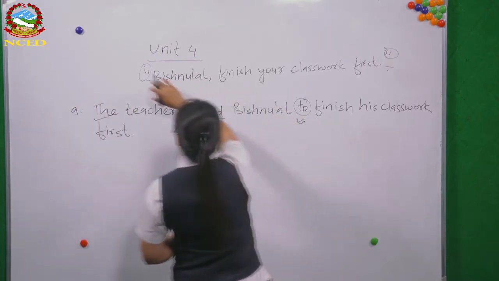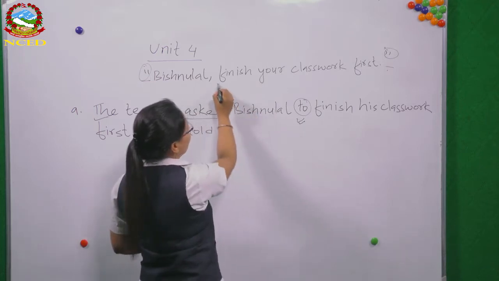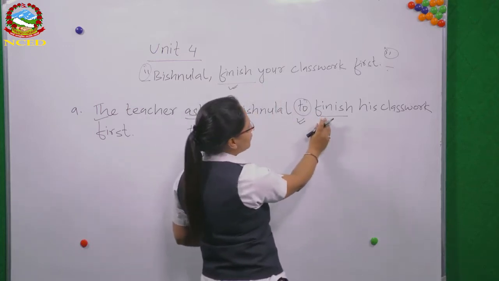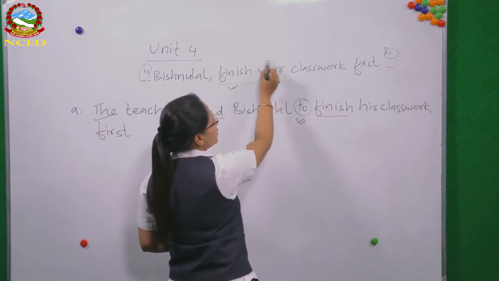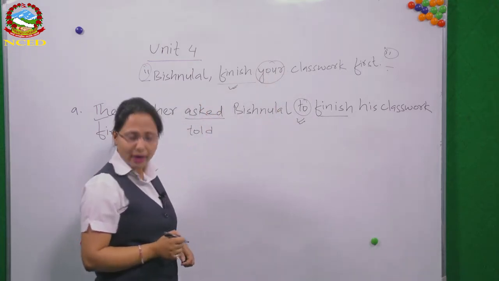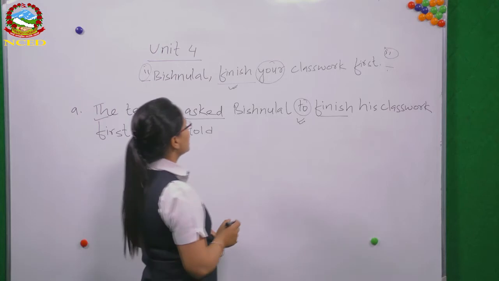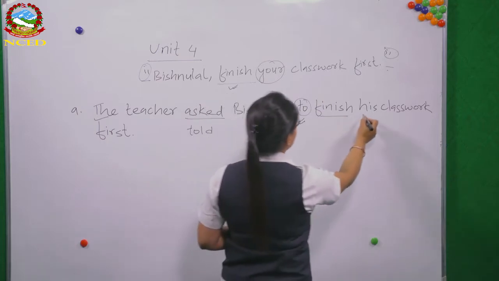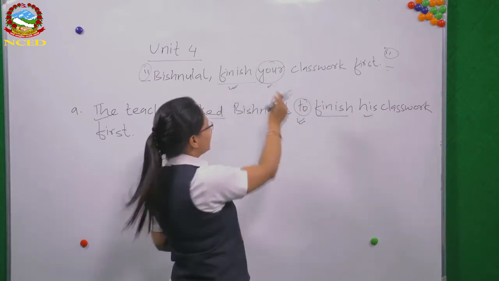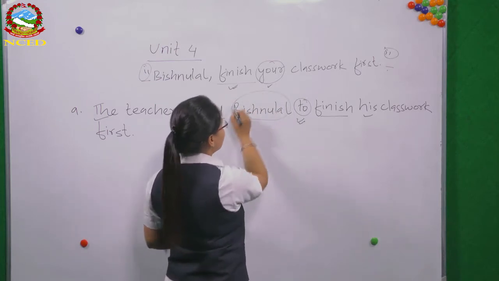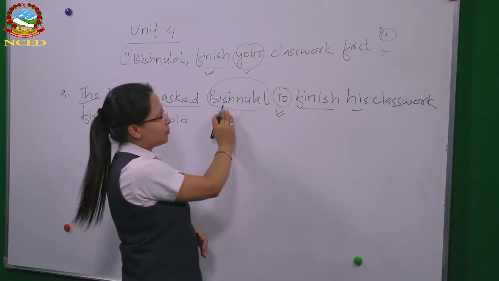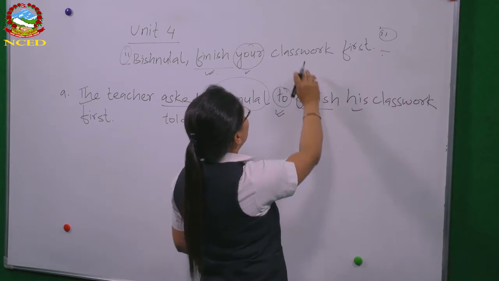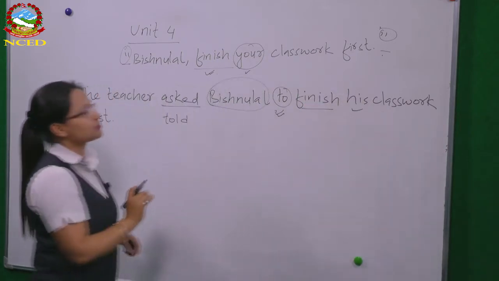After we replace the inverted comma with to, we write the infinitive form of the verb. It's already an infinitive, V1, so we write the same verb here, to finish. After that, there is a pronoun, your, and we do need to change it in commands as well, as we did in statements. So what does your become? Yes, his. Your is a second person pronoun, and it is changed according to the object of the reporting clause, right? I'm sure you remember. So according to Bisnulal, your is changed into his. And classwork first remain the same.